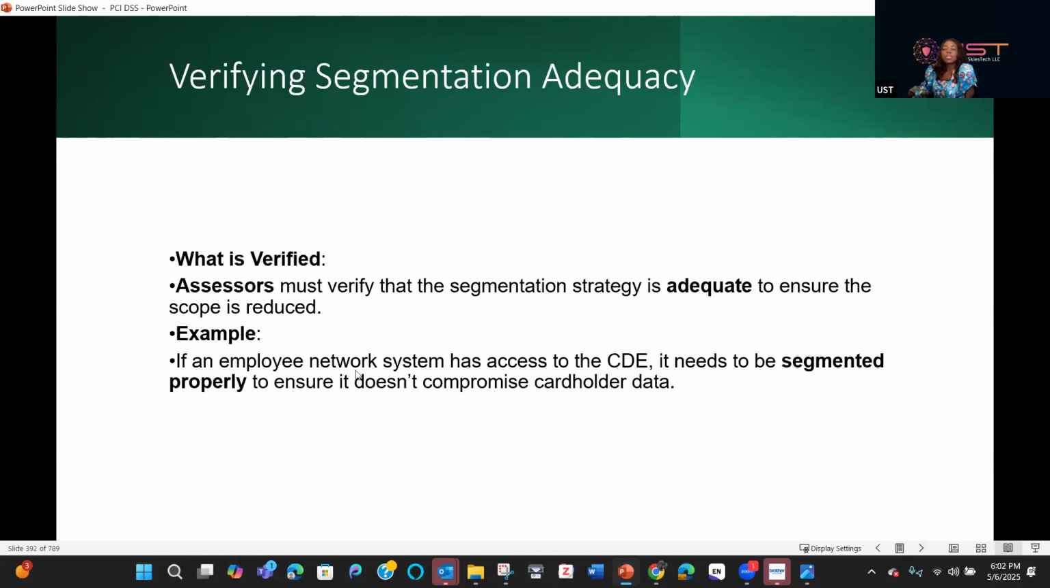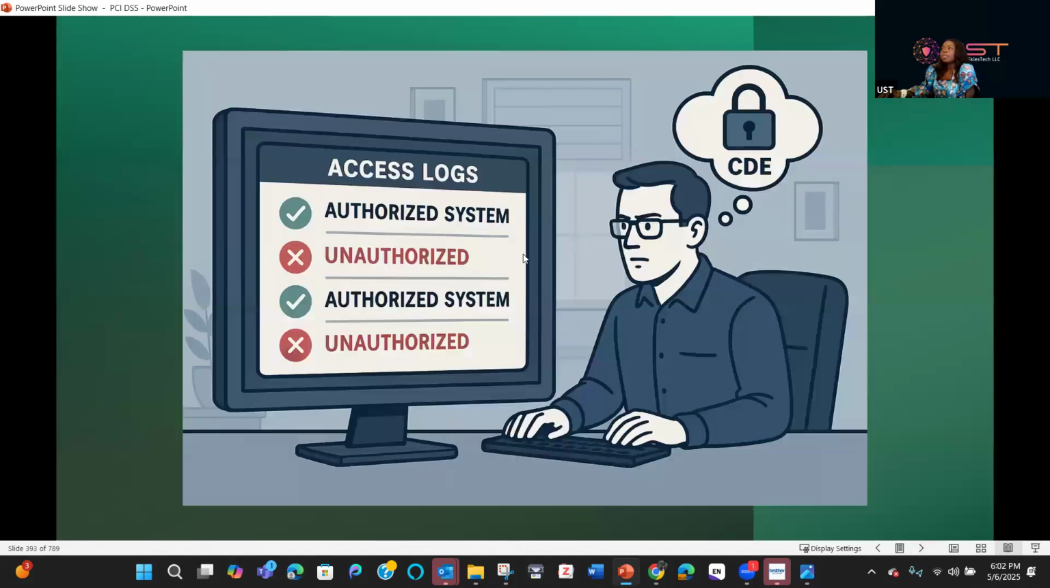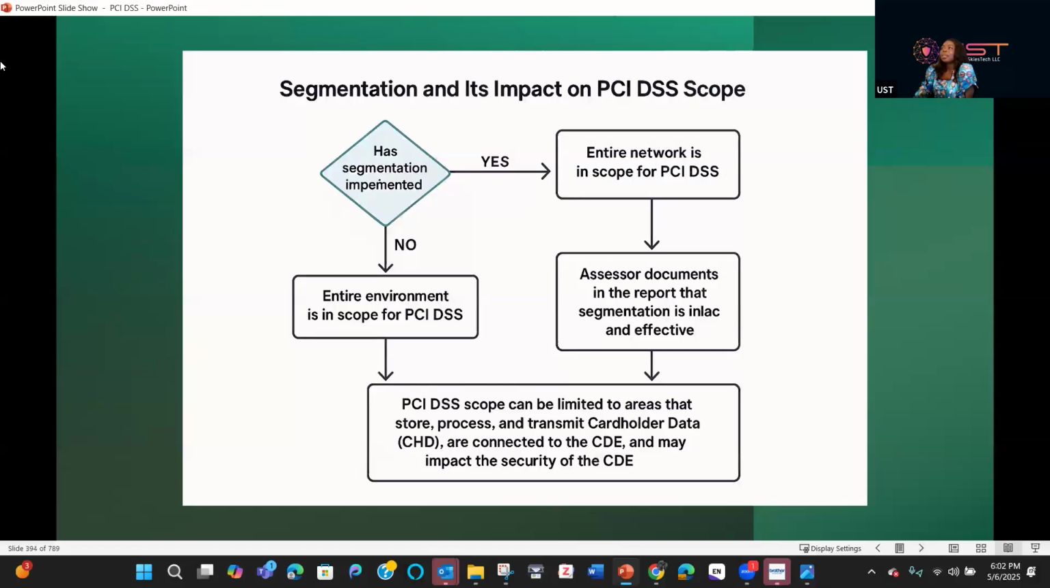What is verified? The assessor must verify that the segmentation strategy is adequate to ensure scope is reduced. For example, if an employee work network system has access to the CDE, it needs to be segmented properly to ensure it doesn't compromise cardholder data, right? Remember, that's why we also talk of, depending on if you have segmented VLANs, inter-routing and the like. And again, this literally covers access logs and whatever has been defined.